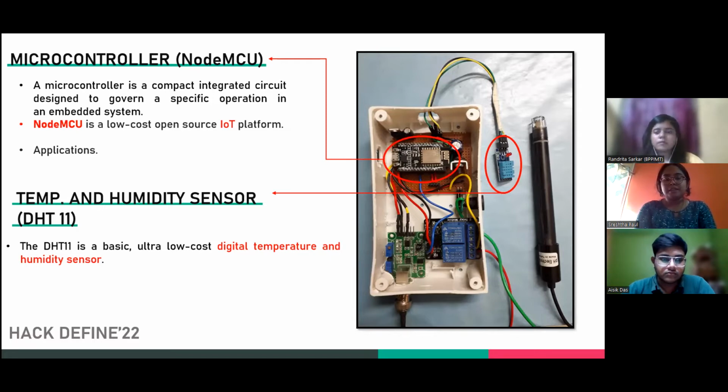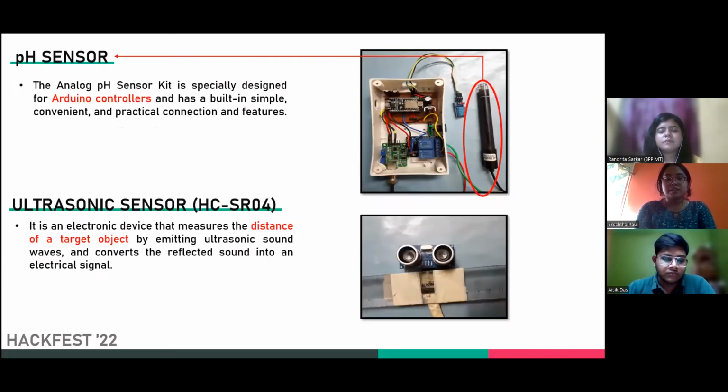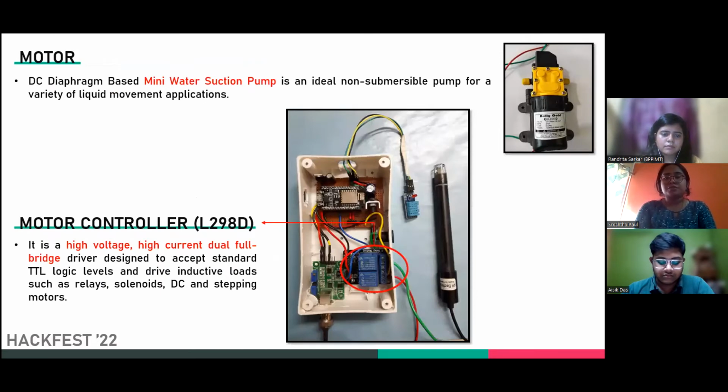Next is the pH sensor. This sensor is used to check the pH of the water after it has been treated with fertilizers. Then comes the ultrasonic sensor, HC-SR04. This is used to check the water level of the tank from which the water comes. Then comes the motor, which is going to be used to pump the water out from the tank, and this is going to work in a loop. And then the motor controller, that is the L298D, which is going to control the motor.